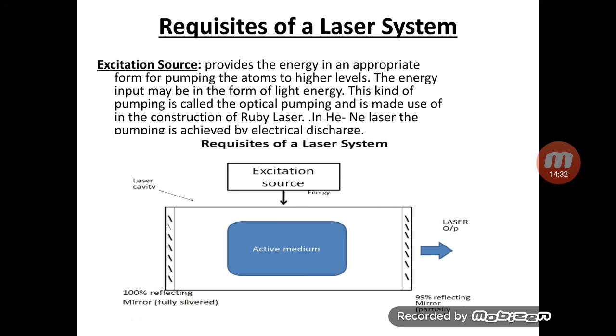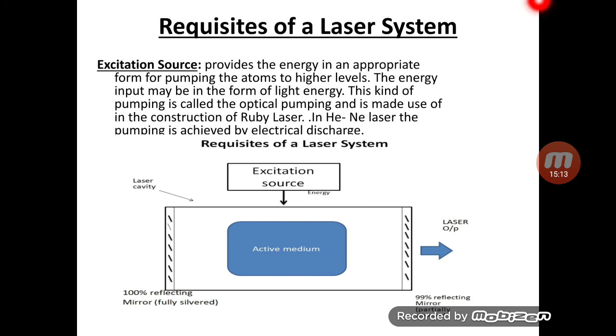There are different kinds of pumping depending upon the laser. For example, in a CO2 laser, we have the electrical discharge as the excitation source. In a ruby laser, we are using optical energy, that is called optical pumping. In a semiconductor laser, we have the forward bias, not the PN junction. It is the forward bias which is acting as the excitation source. It depends upon the laser.